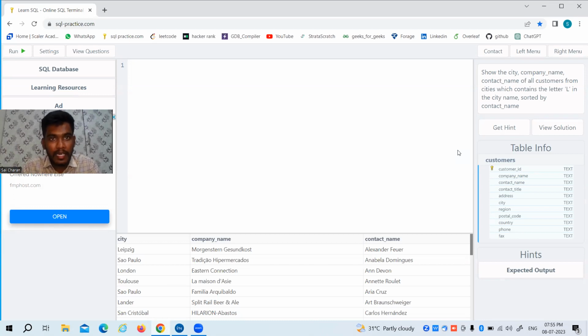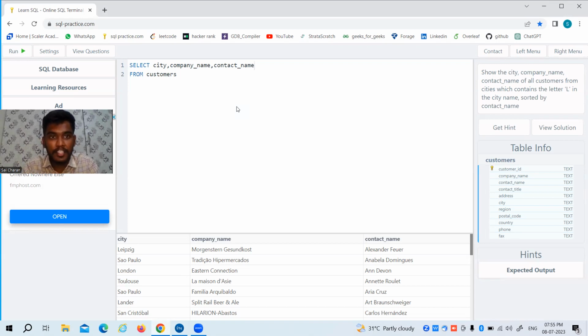As usual, let us start with the select and from statement. From which table are we extracting the data? That is the customers table. And what are the columns we are selecting? They are city, company name, and contact name.